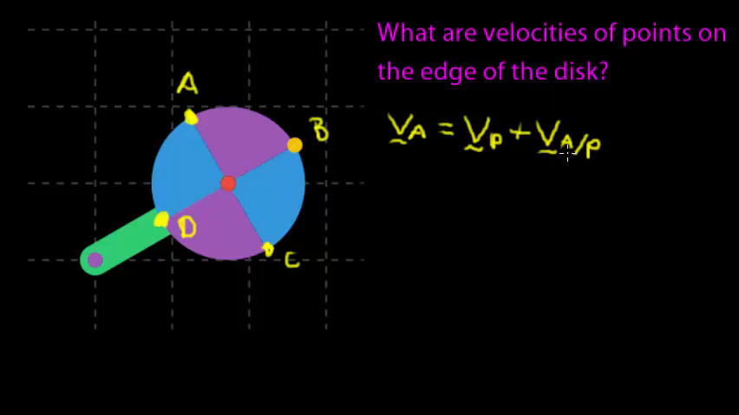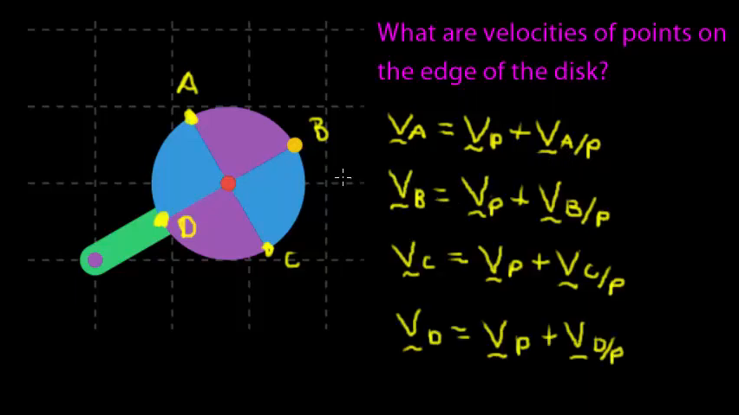plus the velocity of A relative to P. And we can say the same thing about the other 3 points as well, B, C, and D, right? Velocity of B is equal to velocity of P plus velocity of B relative to P. And same with C and same with D. In each of these cases, velocity of point P is the same, right?